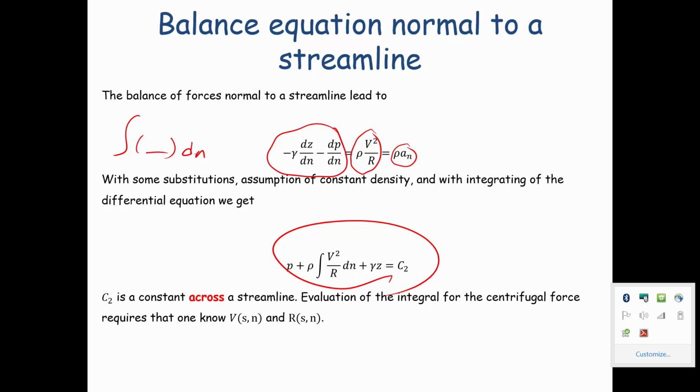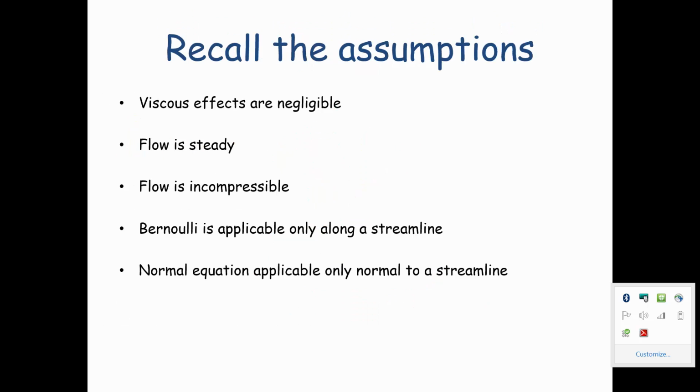Now, to make this evaluation, of course, you need to know what the velocity is along the streamline and normal to the streamline. You also have to know what the curvature of the streamline is. You need to know the radius of curvature at different points. This equation is much less used within fluid mechanics. We usually will see most of our applications are going to be using the Bernoulli equation. But there is some utility to this equation, and we'll show you some of that use at a later time.